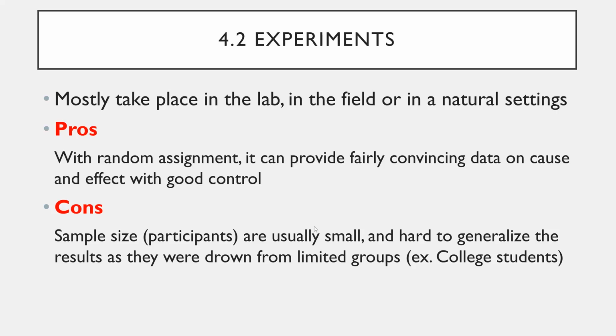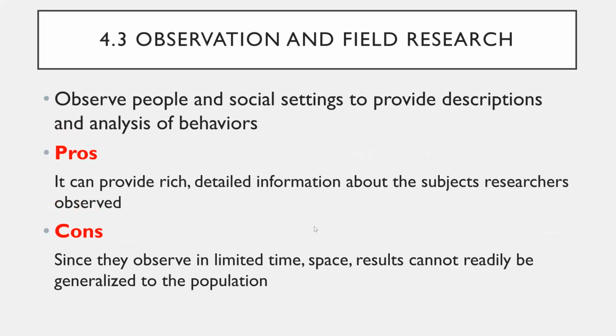So it's very hard to generalize to the population level because college students are relatively highly educated, and they are 20 through 25 years old in general. So it cannot represent people in the US as a whole.